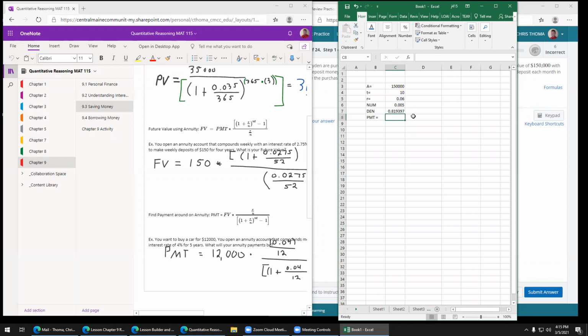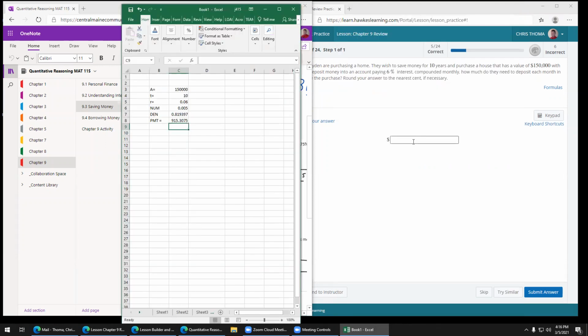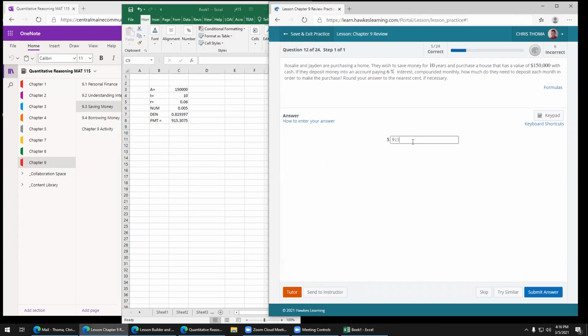And now to find the payment, I take future value and multiply that by my numerator divided by my denominator. And so my payment is $915.3075, so $915.31. $915.31 is what I need to put away if I want to pay cash for my house in 10 years.